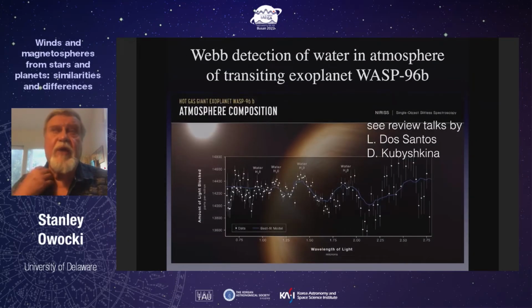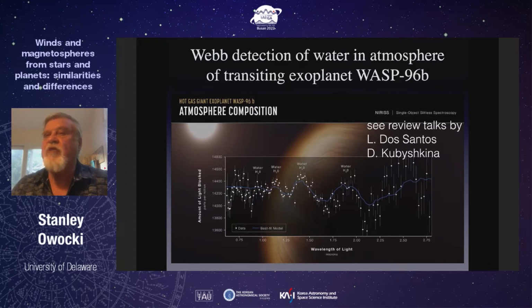And of course, one of the ways we can tell what kind of atmospheres exoplanets have is when they go in front of the star, they impart signatures on the stellar spectrum during a transit. And by taking the difference between the spectrum while the star is in transit versus out of transit, you can identify even the composition of the planetary atmosphere. For example, this example from the Webb detection of water in the atmosphere of the transiting exoplanet WASP 96b.